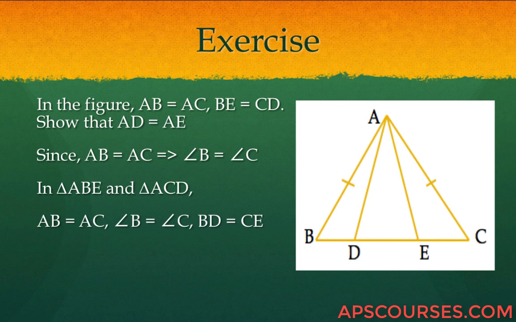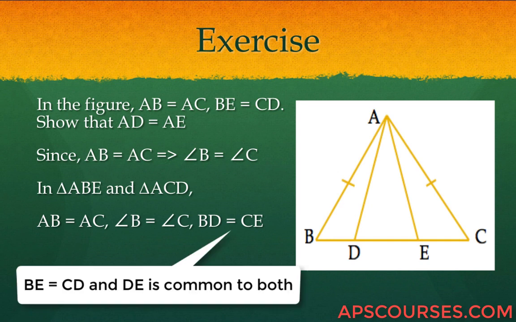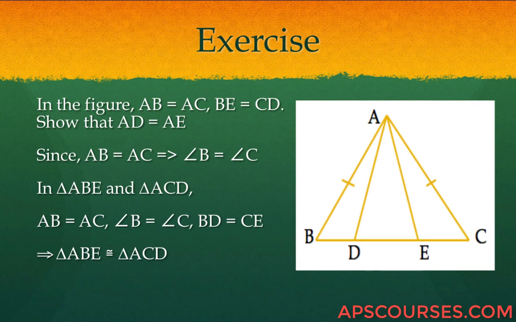AB is equal to AC, angle B and angle C are equal, and BD is equal to CE. And why is that? Because BE is equal to CD and DE is common to both BE and CD. So BD is equal to CE. And therefore, triangle ABE is congruent to triangle ACD. And hence, by CPCT, you can prove that AE is equal to AD.